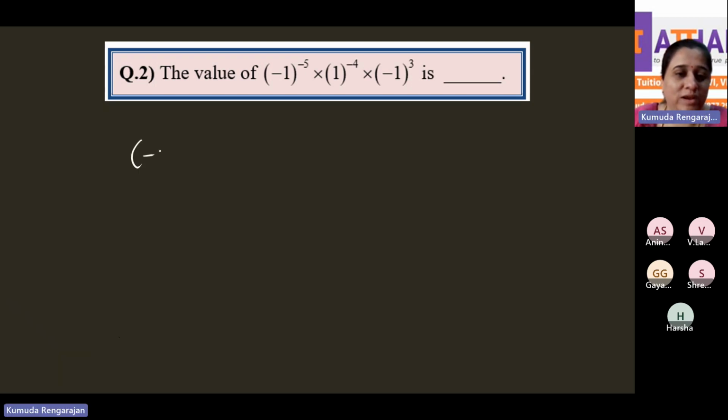See, -1 raised to the power -5. Before we do this, we should know the reciprocals of 1 and -1. That's very important. What is the reciprocal of 1? What is the reciprocal of -1? Going down to, I think, 6th standard, we have learned that 1 and -1 are their own reciprocals. The reciprocal of 1 is 1. The reciprocal of -1 is also -1.